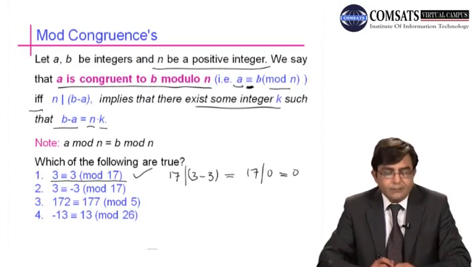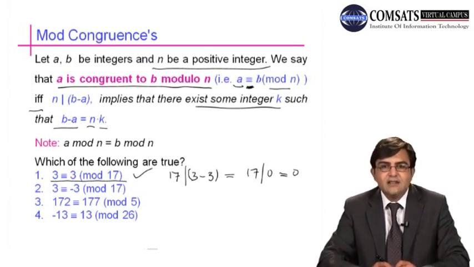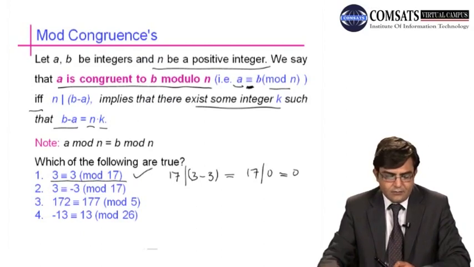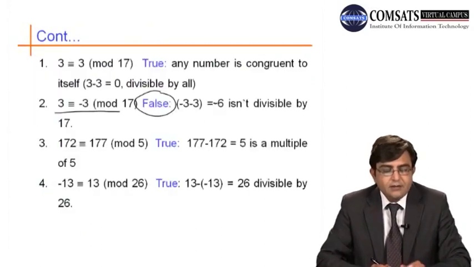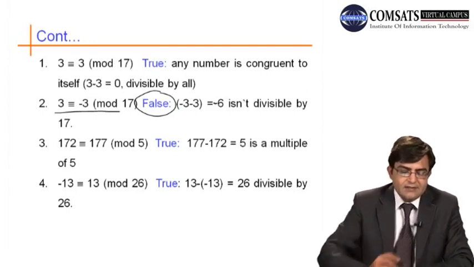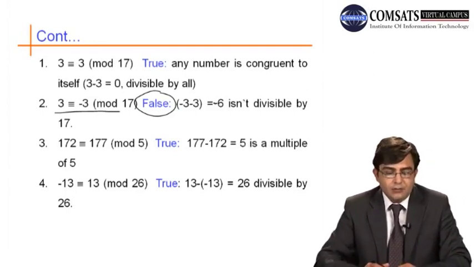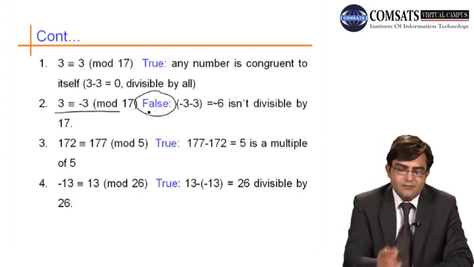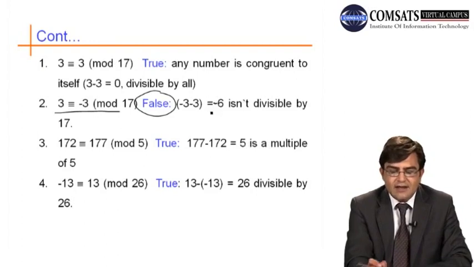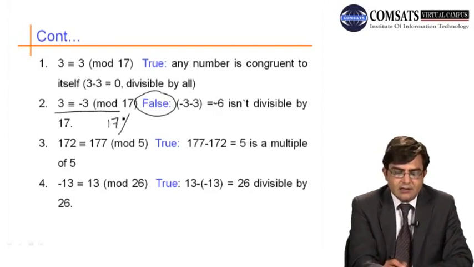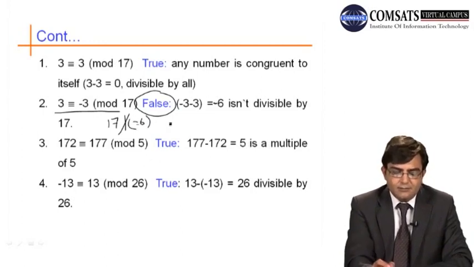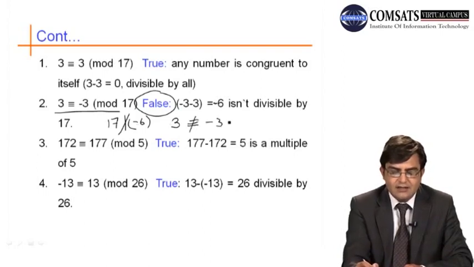Now the second example is minus 3 is congruent to 3 mod 17. We can see here on the next slide, this statement is false because 3 minus (minus 3) is basically 6, and 17 doesn't divide 6. So this implies that minus 3 is not congruent to 3 mod 17.